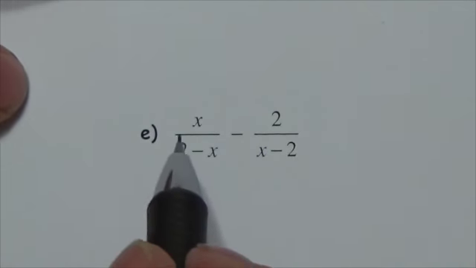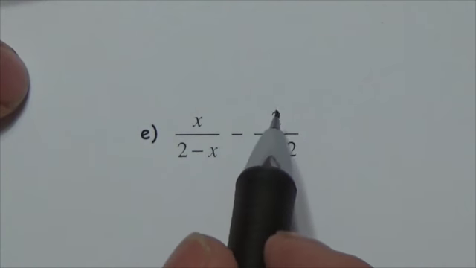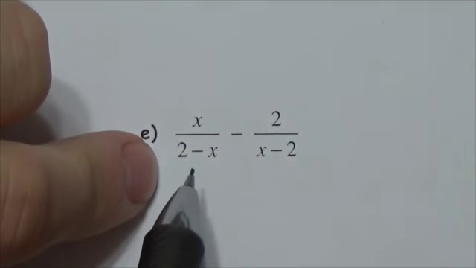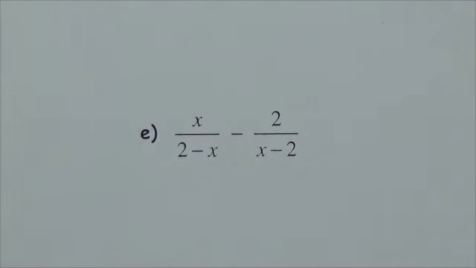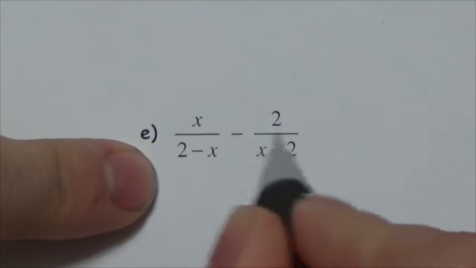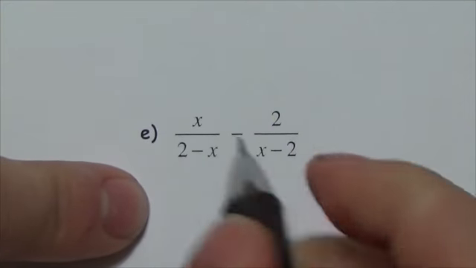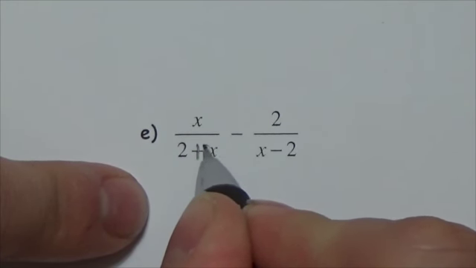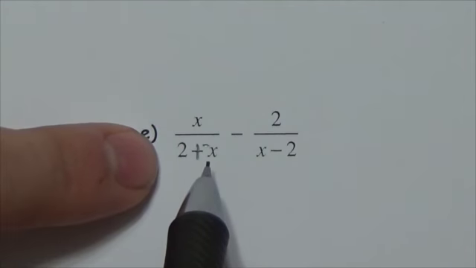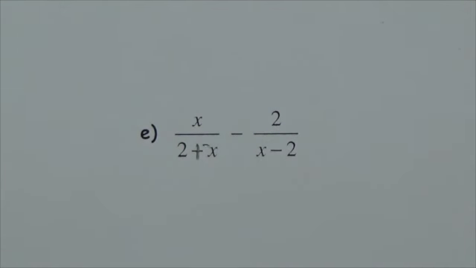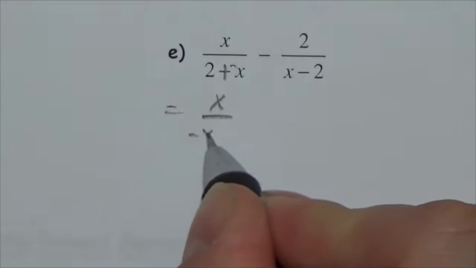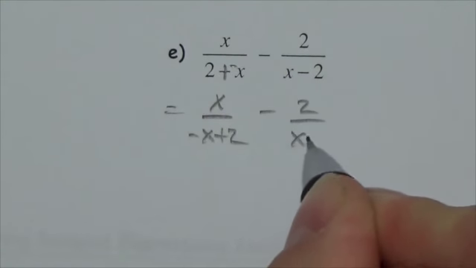Over here, we've got x over 2 minus x, minus 2 over x minus 2. Okay, now these are written in a different order, but this time there's subtraction in between. So this is a little different. This one, x minus 2, looks totally fine. This one doesn't look good to me. So I'm going to pretend, instead of being 2 minus x, I'm going to think of this as 2 plus negative x, because when it's written as an addition, then I can change the order. I don't like the way that looks, so I'm going to make this x over negative x plus 2 minus 2 over x minus 2.